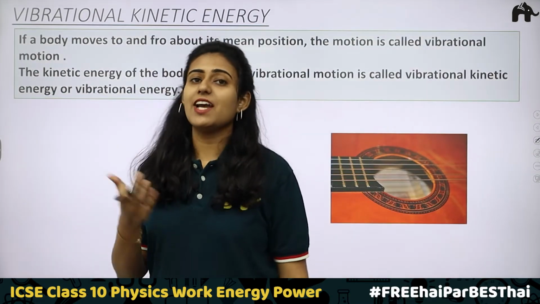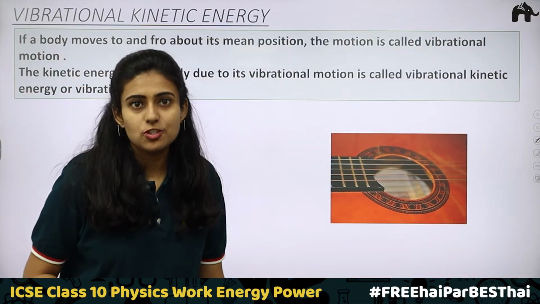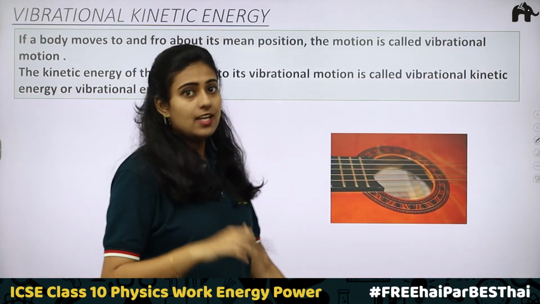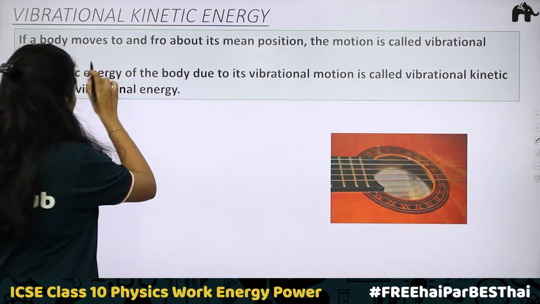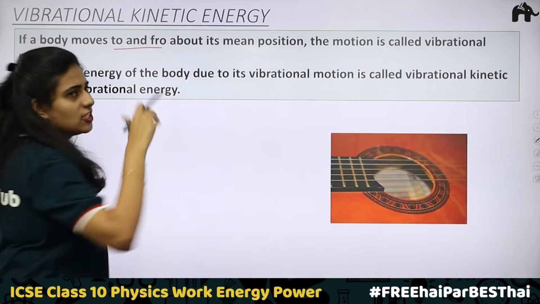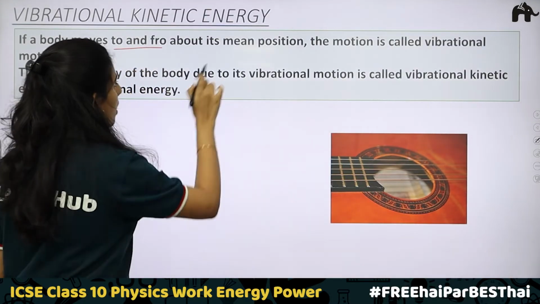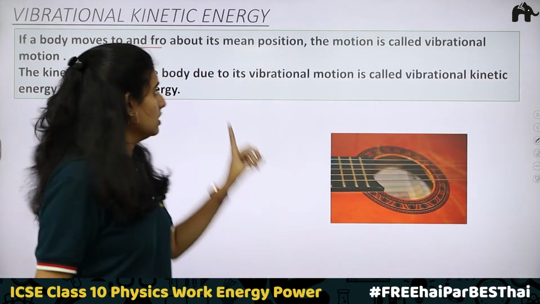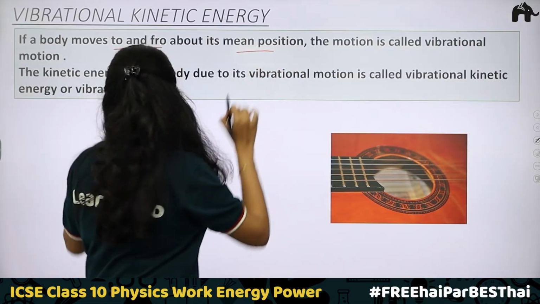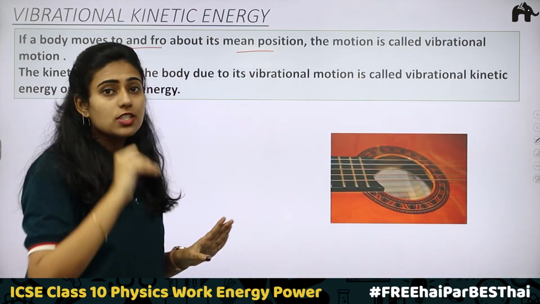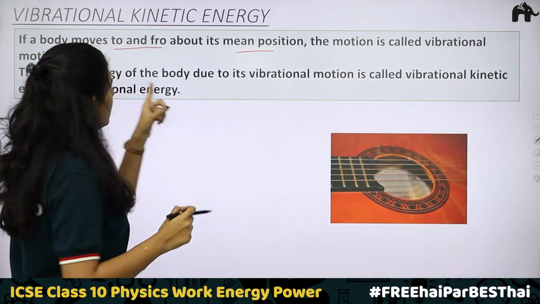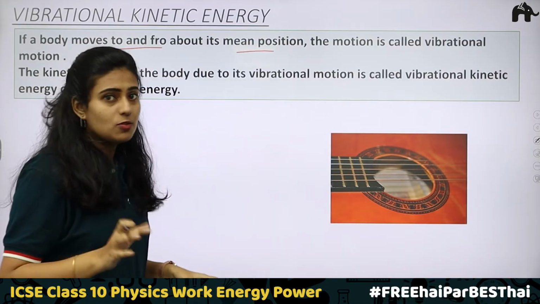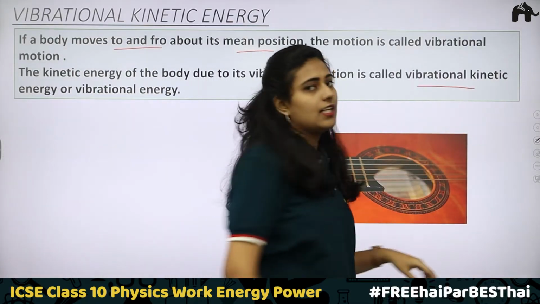The third one is vibrational kinetic energy. Due to vibrational motion, there will be vibrational kinetic energy. How? Vibration means the to and fro motion of a body about its mean position. This is the mean position, that is, the rest position is called mean position. The motion is called vibrational motion. To and fro motion is called vibrational motion. The kinetic energy of the body due to its vibrational motion is called vibrational kinetic energy, or you can simply call it vibrational energy.